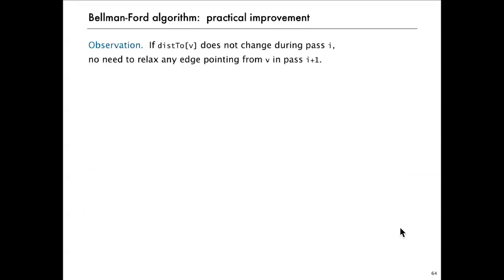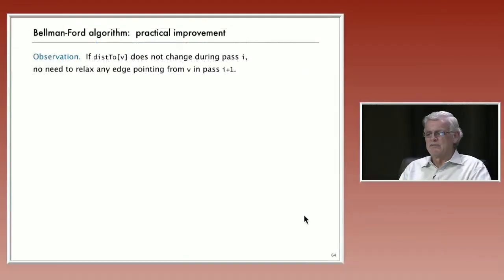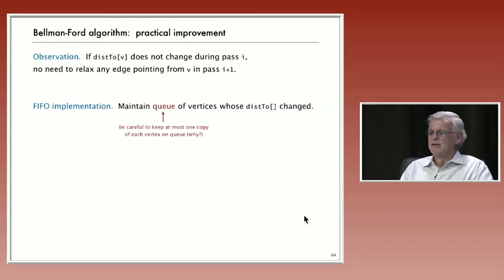Now, there are a couple of ways to improve the Bellman-Ford algorithm in practice. And the most important one is that if you didn't change the distance to a vertex during one pass, then you don't have to worry about its edges in the next pass. And so what we do in practice is to just maintain a queue of the vertices that we found shorter paths to in each pass. We want to make sure that we keep at most one copy of each vertex on the queue. Otherwise, you could wind up with situations where the size of the queue blows up.